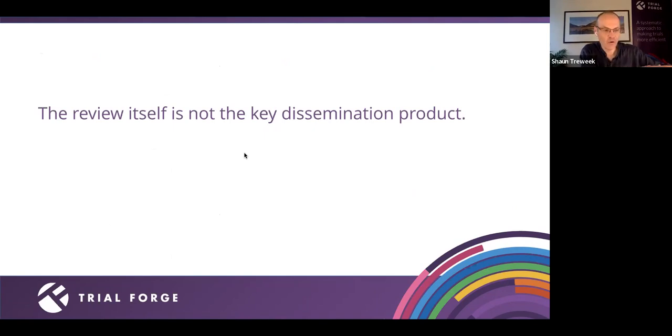So again, all of that over a number of years and from different directions has basically led me to think, well, okay, the review itself, so when we published that Cochrane systematic review, that review cannot be the key dissemination product, because it's too off-putting. There's too much of it. There's too much wading through stuff to get to the key message.